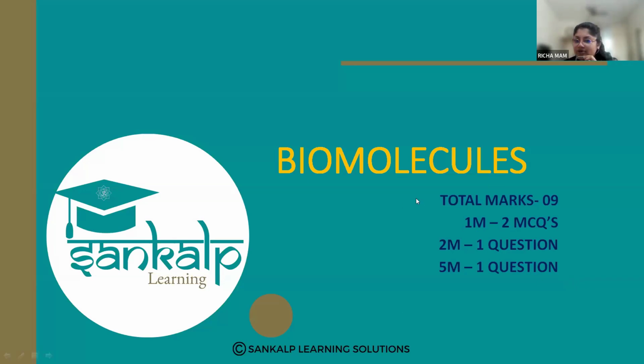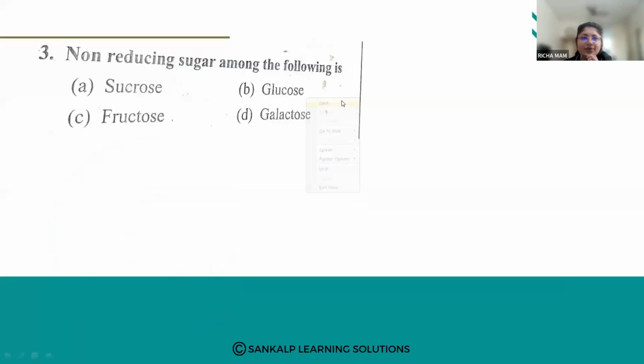Based on this exam pattern, we are going to start solving the paper. First we are going to start with the MCQs. Let us start with the multiple choice questions. This is the first question: the non-reducing sugar among the following is.